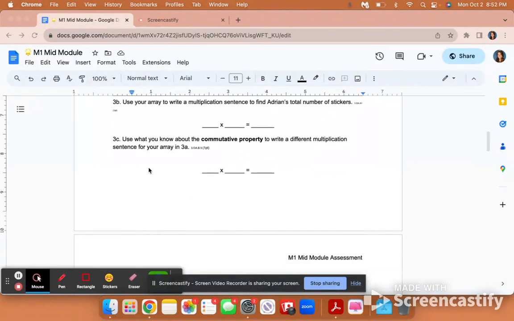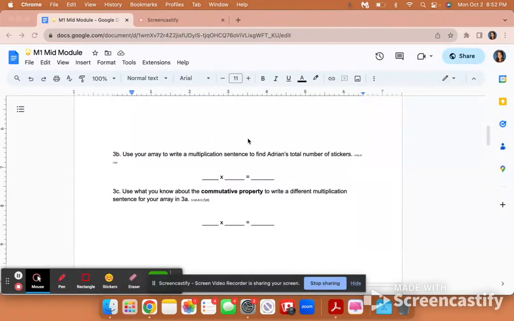And then 3C says use what you know about the commutative property to write a different multiplication sentence for your array in 3A. So you're just writing a different multiplication sentence here that still matches that same array from 3A.